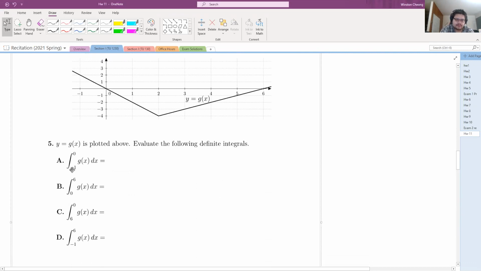And so in part A, this is area under the curve from -1 to 0. And so that's the area of this triangle, which we can figure out. That's 1/2 times 1 times 2. So that's just 1. For B, area under the curve.